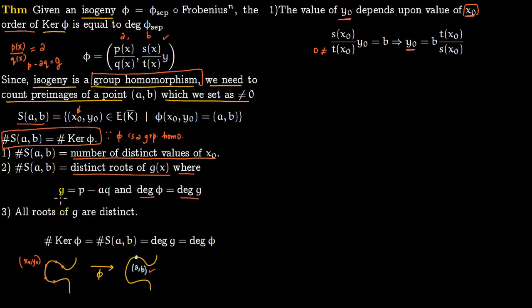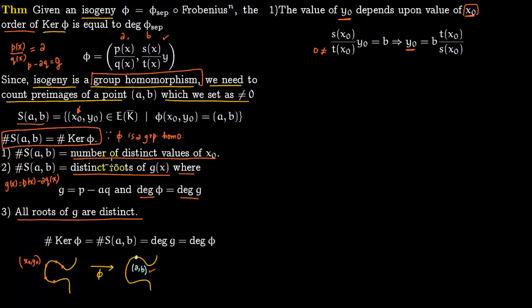So you have this equation, g of x is nothing but p of x minus a q of x. So you can solve for a when g of x is 0. So this is our g, and we will show that the degree of the isogeny is equal to the degree of g by making an appropriate choice of a. And finally we will show that all roots of g are distinct. So we have already shown the number of SAB is equal to the distinct roots of g.